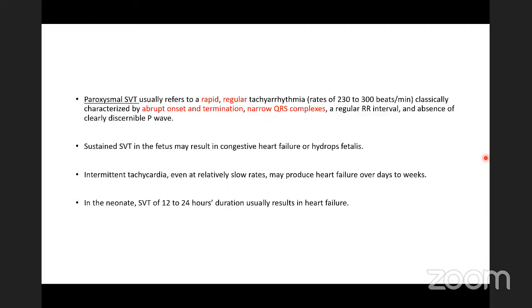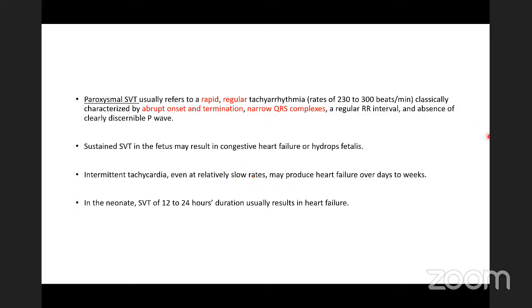Why is it important to identify those paroxysmal SVTs? Because they can give you congestive heart failure, or if it's a fetus, they can give you hydrops fetalis. So it's very important to identify them and treat them. If the patient has intermittent tachycardia at slow rates, they also can produce heart failure over days or weeks.